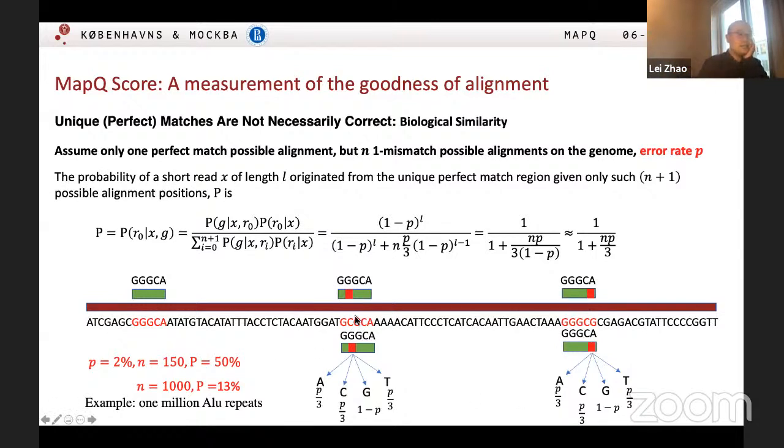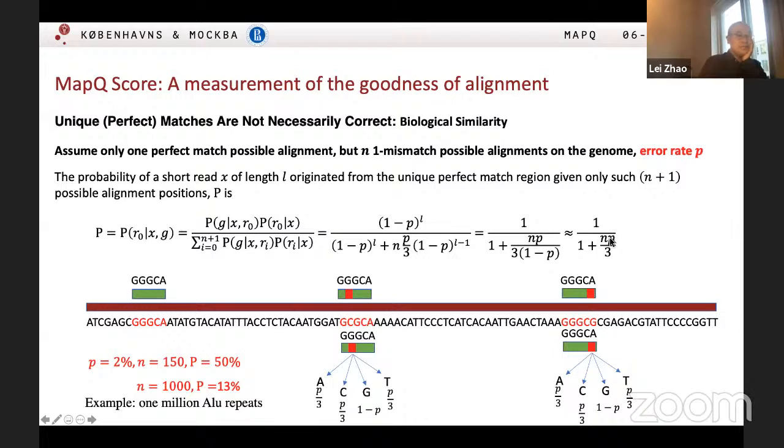Given this, we assume this error is uniform along the genome, and we calculate the posterior: we know the reference genome, we know the reads, and what is the probability that the perfect match position is the true position. We can get this value. If we divide everything by 1 minus P to the power L, we get this one, and after some Taylor expansion, we get this one.